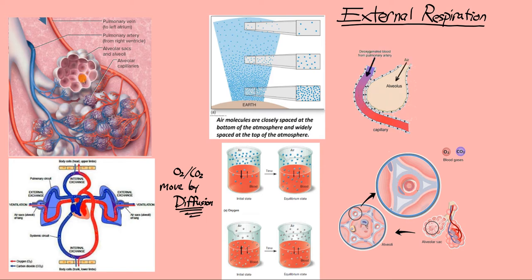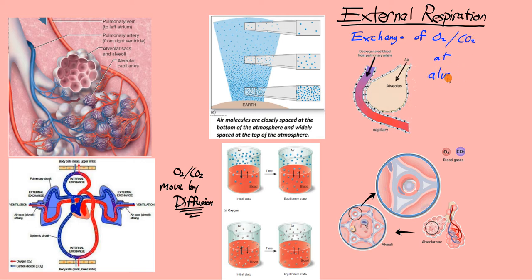Your alveoli are those clusters of little spherical sacs that are flexible. They have an ability to expand and contract, not initiated by themselves, but initiated by changes in pressure created by your intercostal muscles and your diaphragm. External respiration is the exchange of oxygen and CO2 that's happening at the interface between your alveoli and your capillaries.